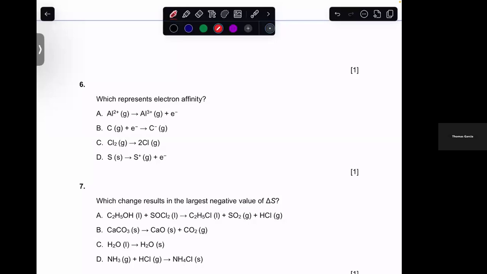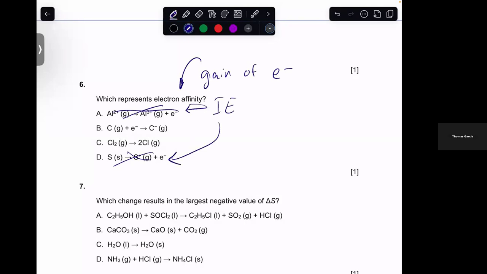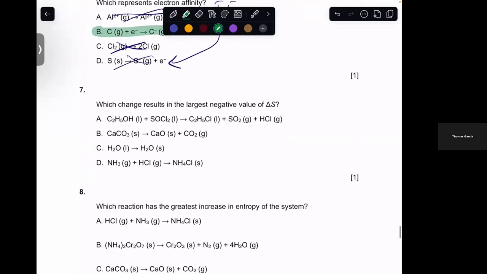Which represents electron affinity? Well, you have to remember that electron affinity is the gain of an electron. Gain of electron. So we have to find the one that literally adds an electron. This removes it. This removes it, which, for the record, these two are ionization energies. This does nothing with electrons, so our answer must, by default, be B.